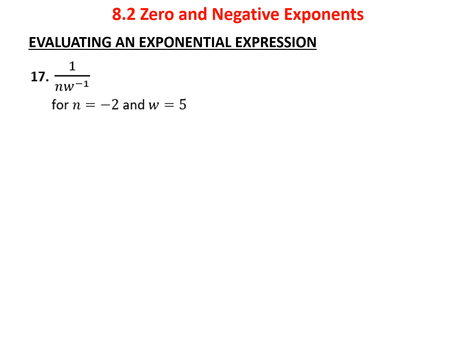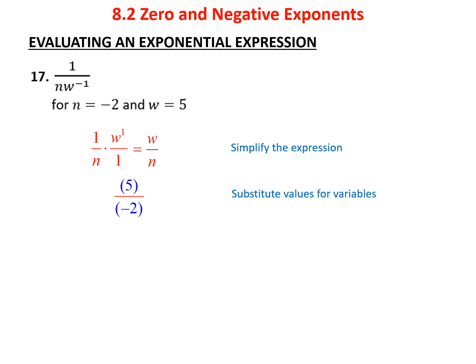Now 17 is similar to 16. Notice that first, to simplify the expression, I have a w to the minus 1 in the denominator. So I want to move that up. In other words, for the w to the minus 1, the reciprocal of 1 over w is w, and I change it to 1. So now when I simplify this, I simply end up with w over n. Now we can put the values in. W is 5 and n is minus 2, so I have 5 divided by minus 2, or I would bring the negative in front and say minus 5 over 2.